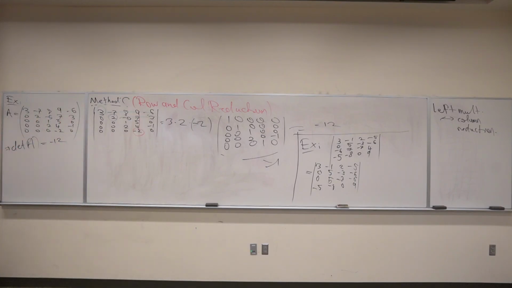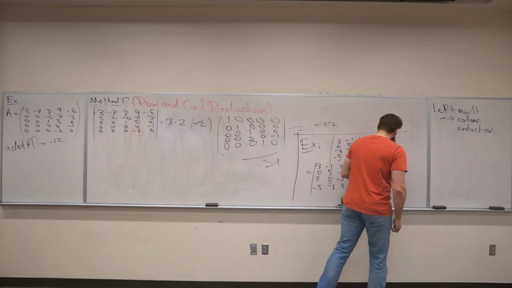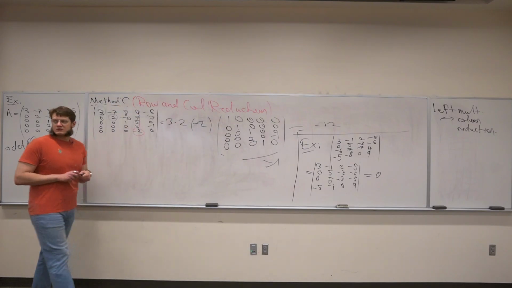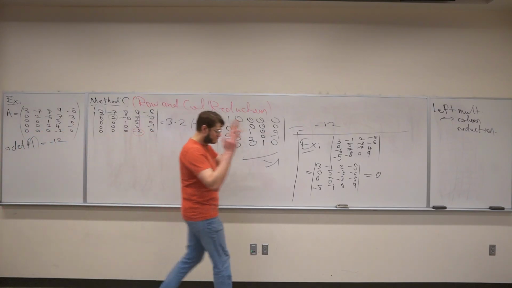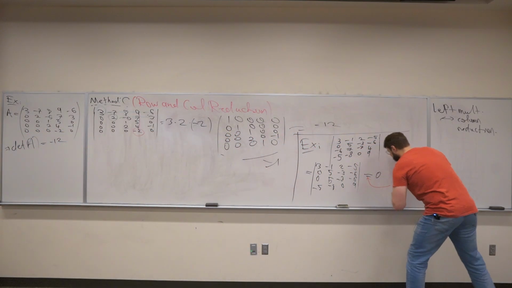Our rank is less than 4, the maximum possible, which means this is not invertible, which means that this determinant is 0. Okay. So rank is less than 4. Invertible if and only if rank is maximum possible, if and only if determinant non-zero.